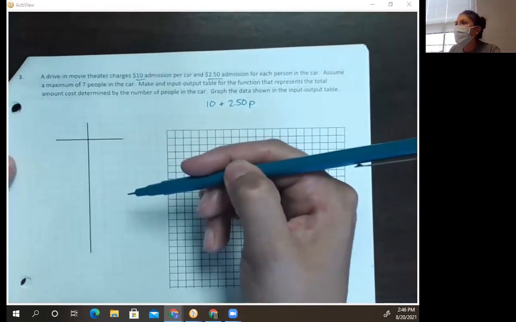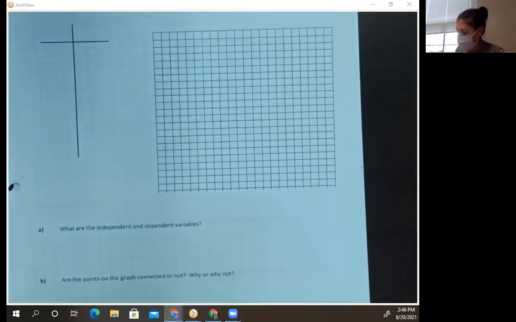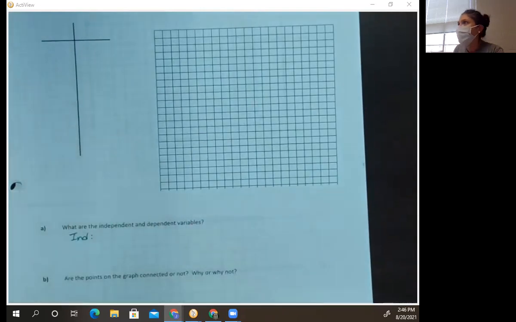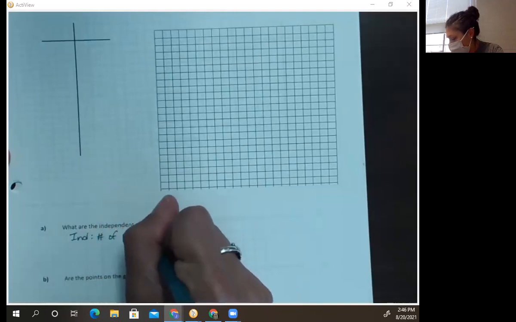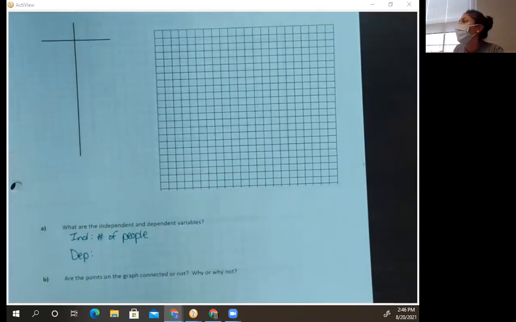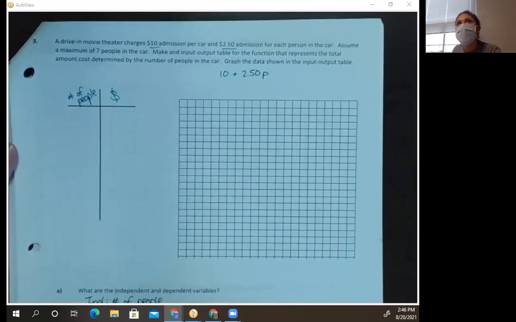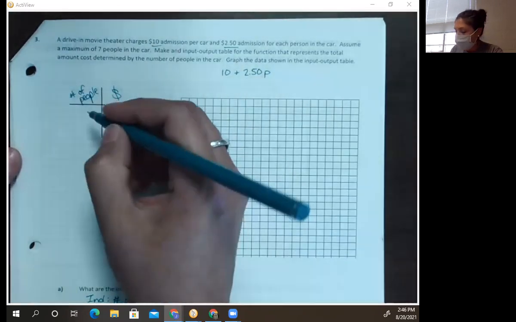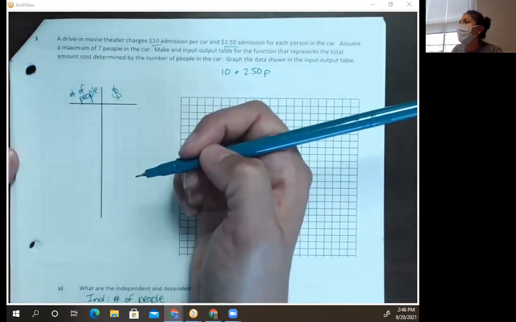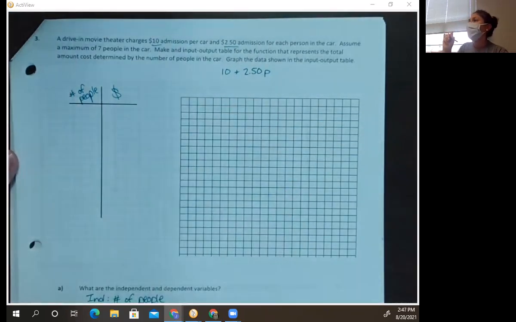So before you even start setting up the table, I want to decide what's the independent and what's the dependent variable. So what would be the independent variable here? Number of people, right? I am deciding how many people to take in my car to this movie. Number of people. So then what's the dependent variable? The cost, yep. So this would be number of people, and this would be cost. So as I start to set up my table to get some data points, what's the smallest number that makes sense to use for number of people? 1. Why not 0?